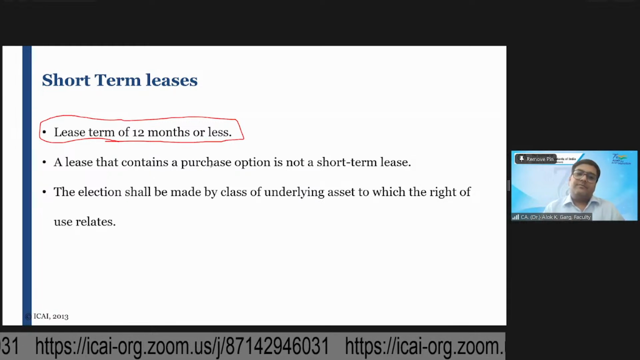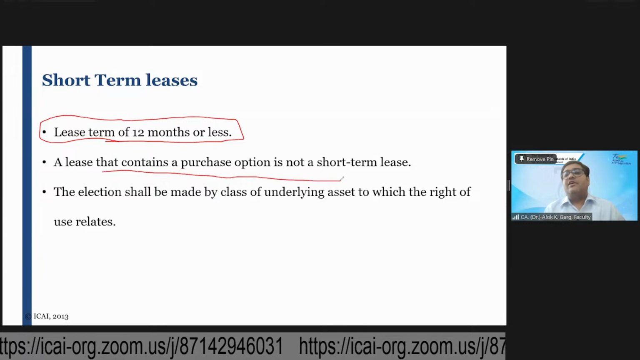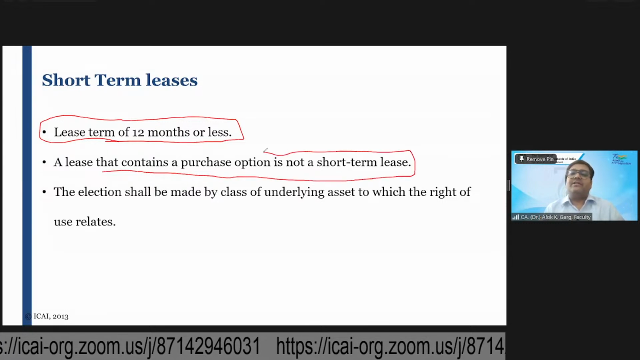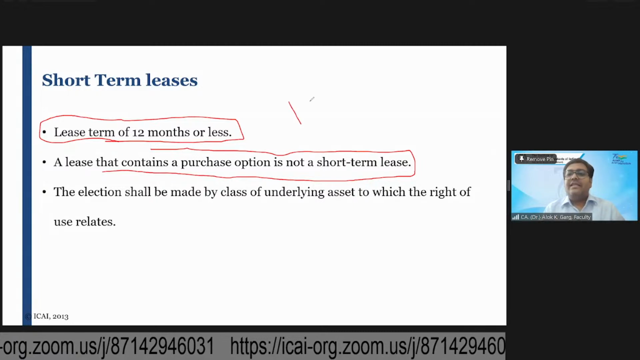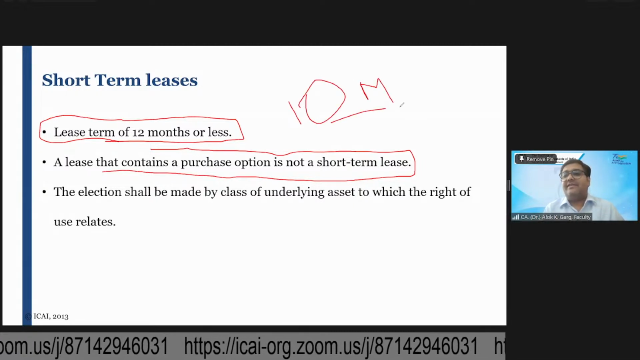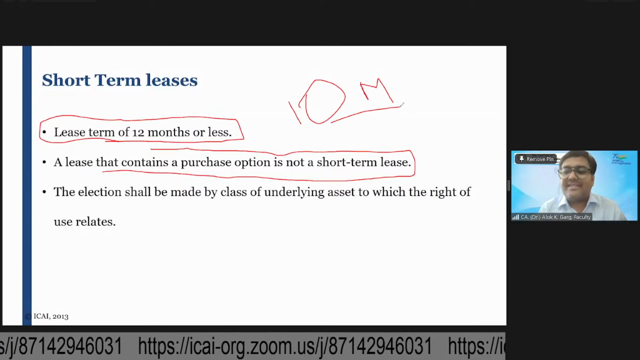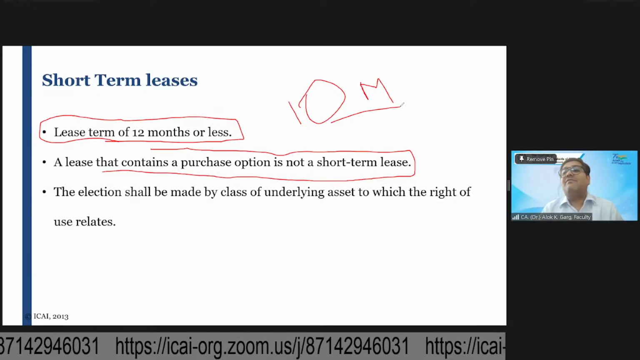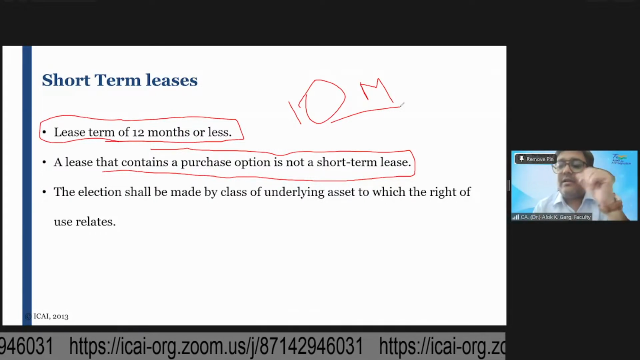But one condition is there: any lease which contains a purchase option is not a short-term lease. For example, the lease period is for 10 months only, but at the end of the 10 months, there is a purchase option available. In this case, the short-term lease exemption will not be available. So you have to be very meaningful and mindful.